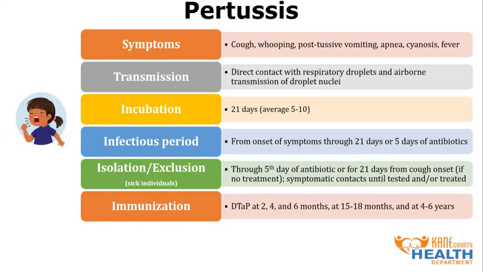For immunization, a child should receive the DTaP shot at 2, 4, and 6 months, at 15 to 18 months, and then at 4 to 6 years. So they should have a total of 5 doses at school entry.